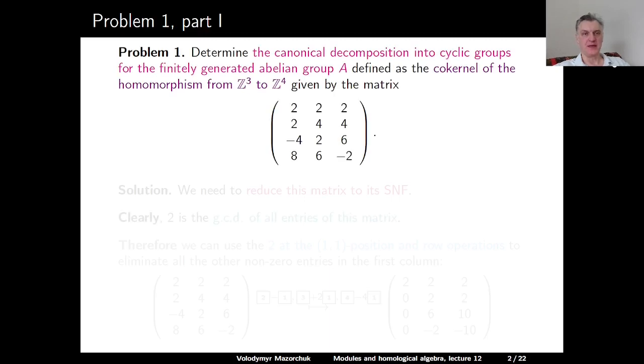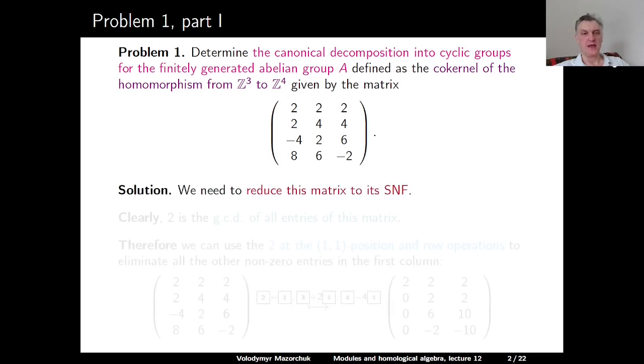Problem 1. Determine the canonical decomposition into cyclic groups for the finitely generated abelian group A, defined as the cokernel of the homomorphism from Z^3 to Z^4, given by the following matrix: 2, 2, 2, 2, 4, 4, -4, 2, 6, 8, 6, -2.